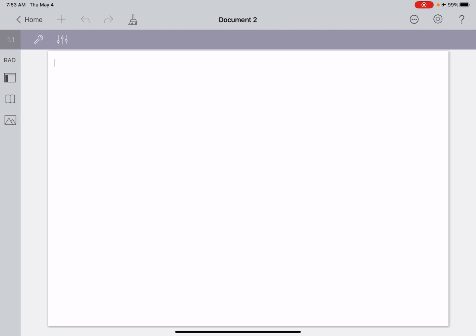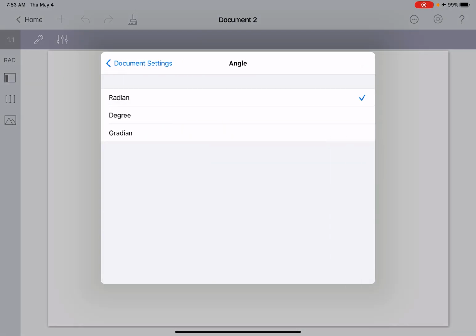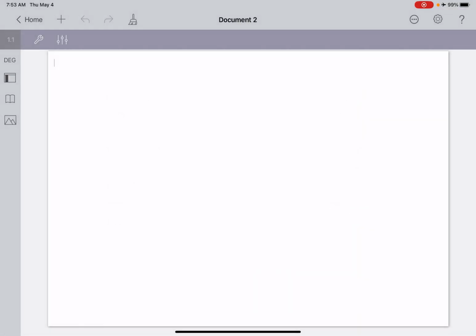In the top left-hand corner of my screen, a little bit down, you might see a RAD that I have right there. My calculator is in radians. So what I need to do is go to settings, and my second one down is radians. I'm going to change that to degrees, then go back and hit done, and now I've got a DEG on the top.